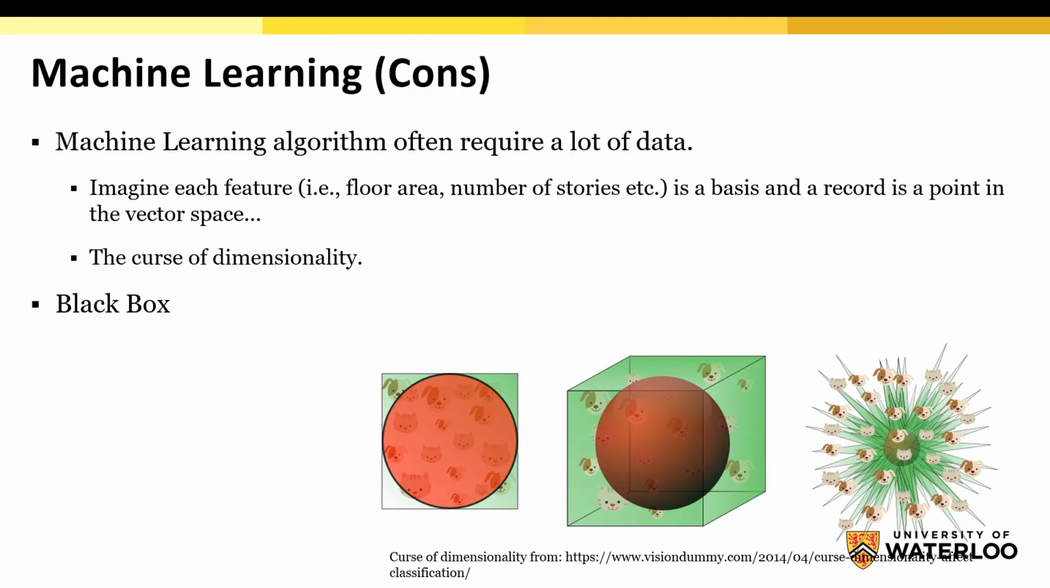Imagine each feature is a basis, and each record is a point in the vector space. The more dimensions you have, the easier it would be to separate the different records. However, what you don't want to happen is picture 3 of our dogs and cats example, where each case is an edge case and the model fails to generalize on the training data. This is called overfitting. As we increase the number of features in our model, we have to exponentially increase the number of records that we have.